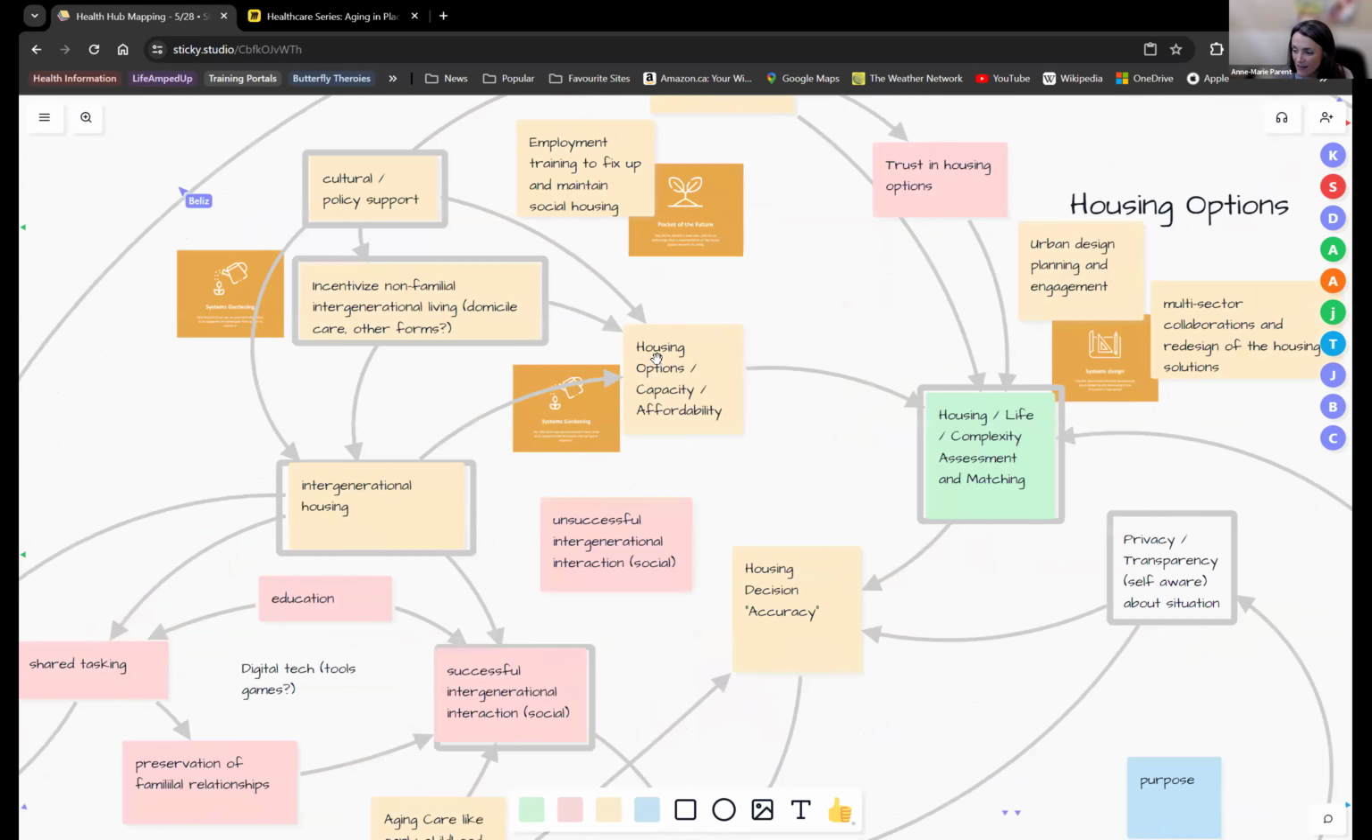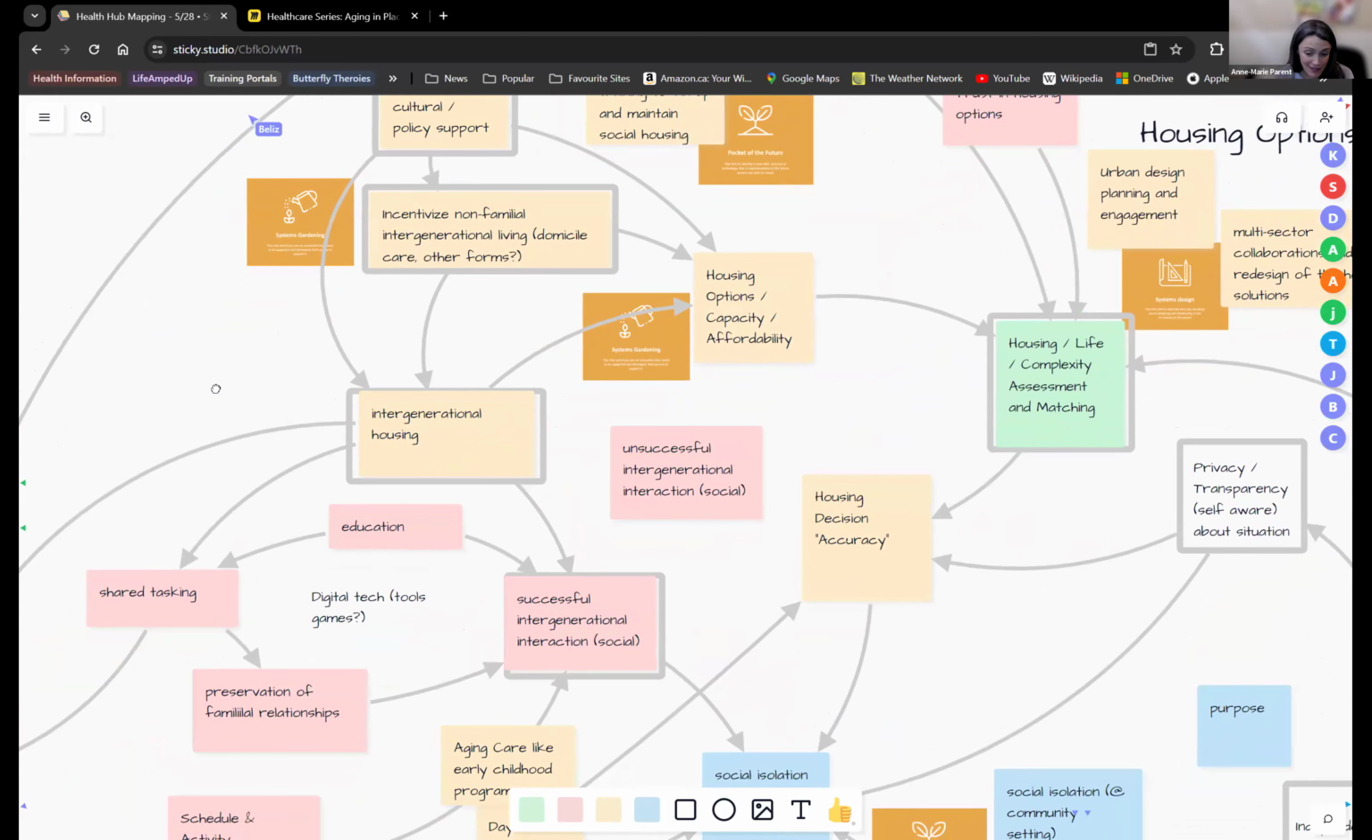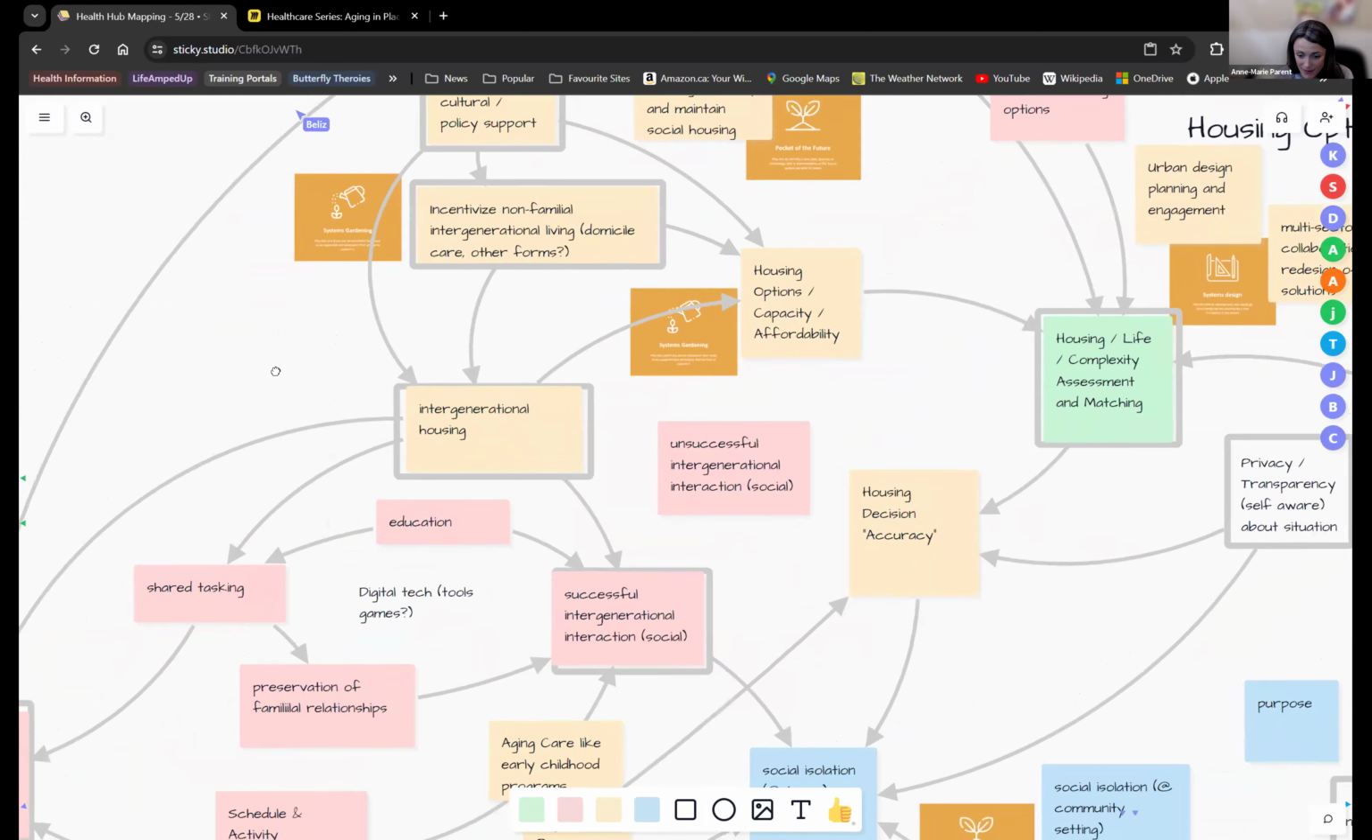So I did add the concept of affordability to one of the post-its around housing options, capacity, and affordability. Yeah, and other expenses too, absolutely.